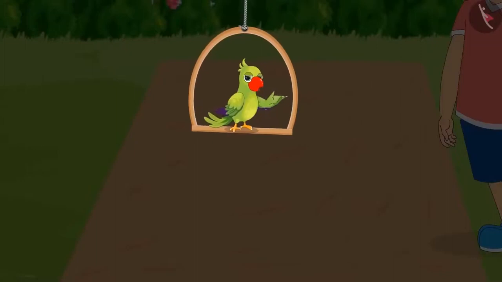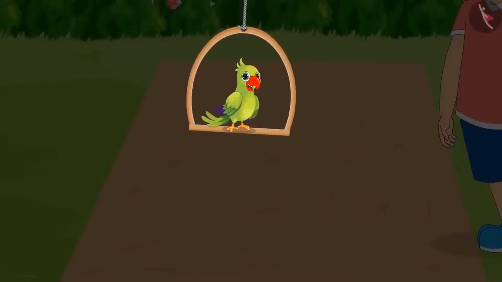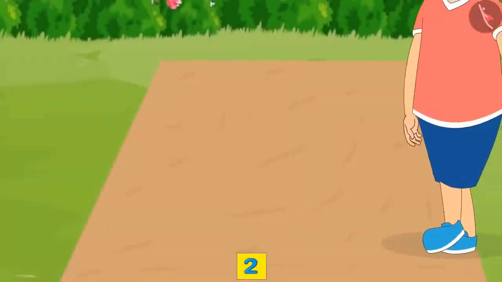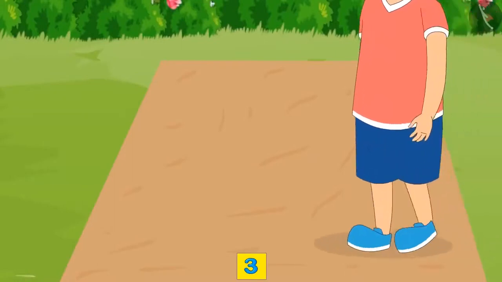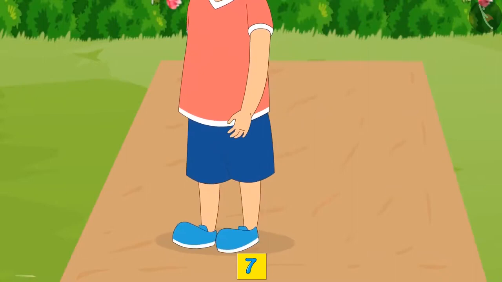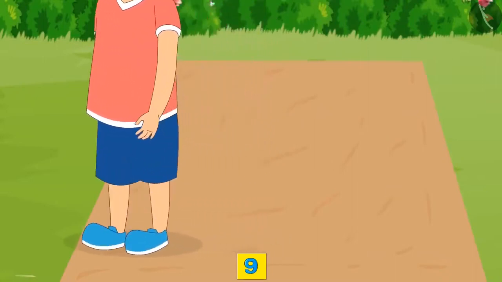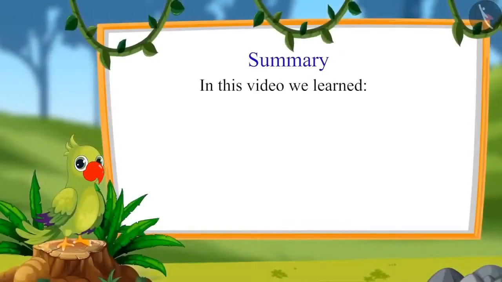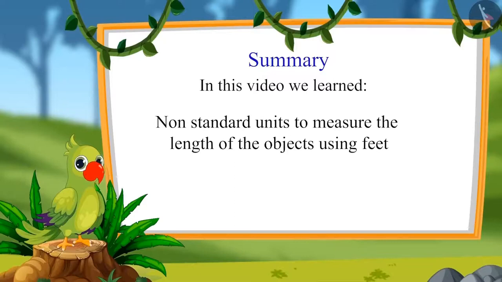Just like this field. This field is 1, 2, 3, 4, 5, 6, 7, 8, 9. That means 9 foot spans. So children, in this video we learned non-standard units to measure the length of the objects using feet.